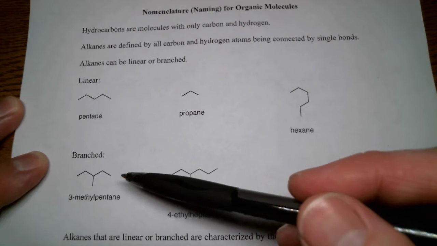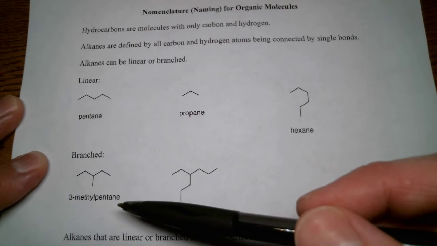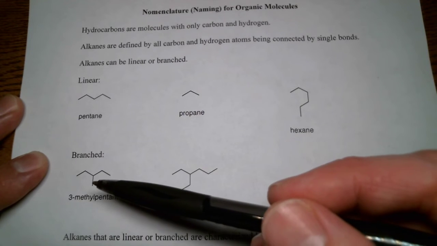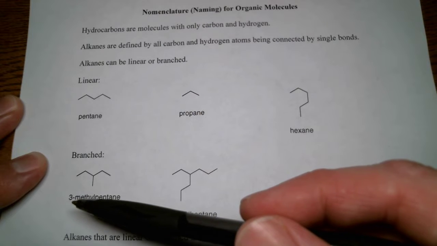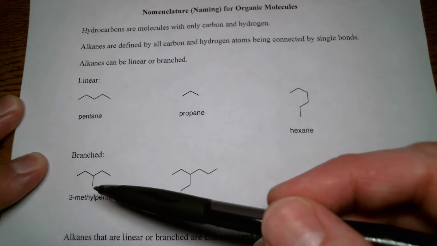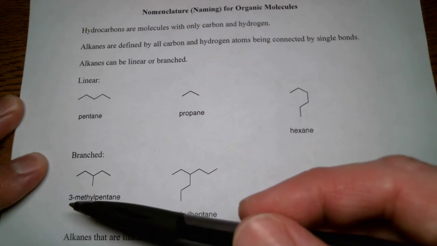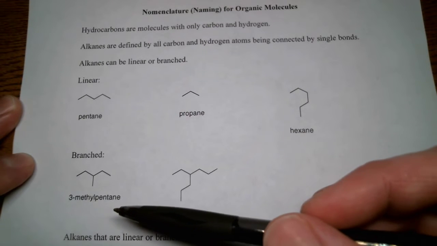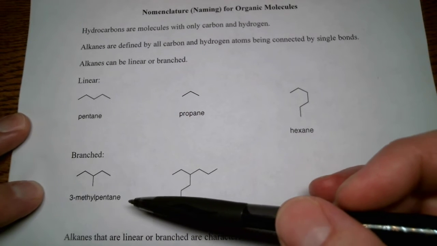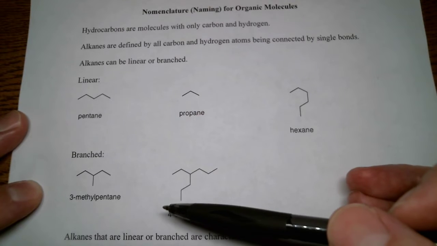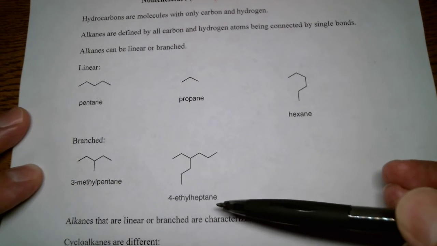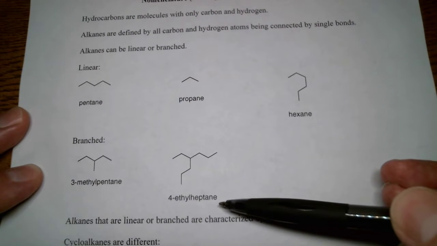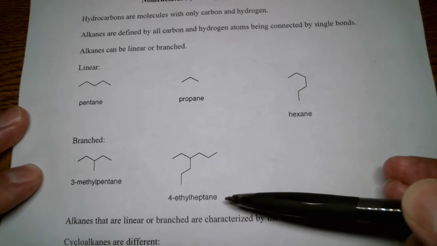Hydrocarbons can be branched, as alluded to above. Here we have 3-methylpentane, and I will get to how we decided that there was a methyl group at carbon number 3 and why we put this sort of name down for this branched alkane. This particular one would be classified as 4-ethylheptane. So there are rules for naming, and we'll get into those shortly.